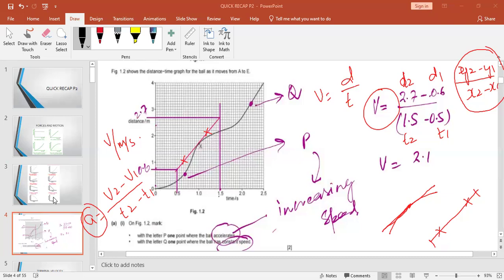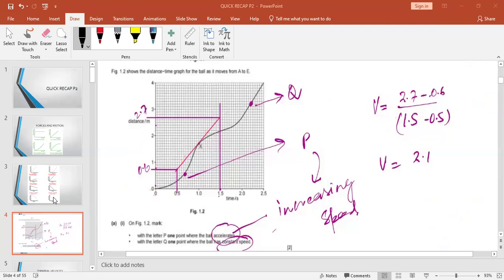Just be careful about what is written on the x-axis and what is written on the y-axis. If the graph is between distance and time, you will be calculating speed. If the graph is between speed or velocity and time, then you will be calculating acceleration. Clear? Yes.